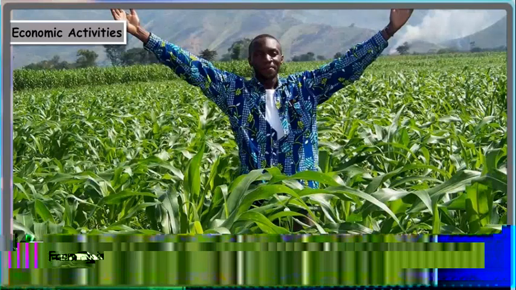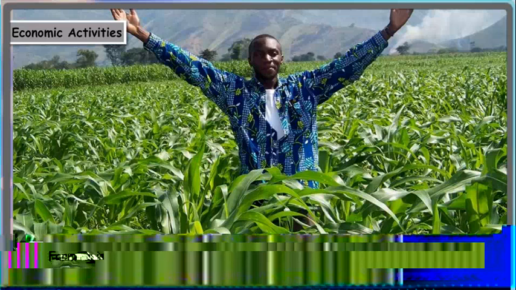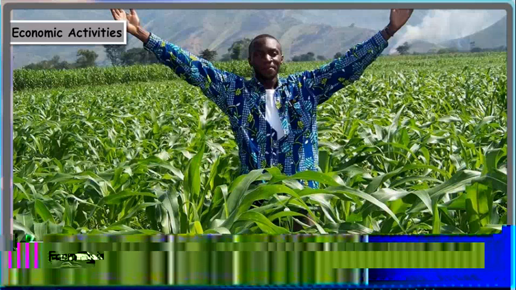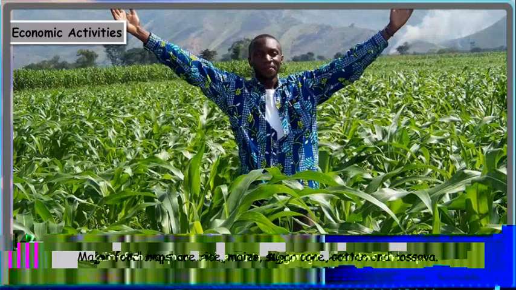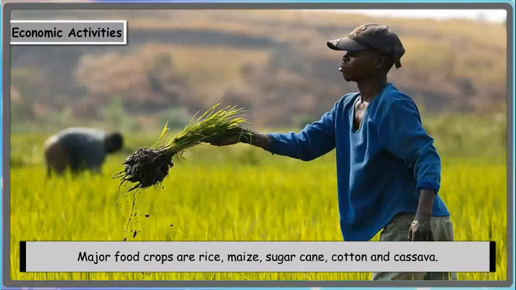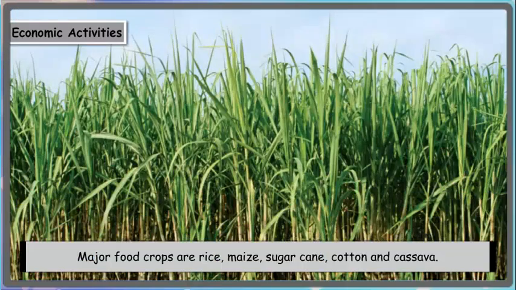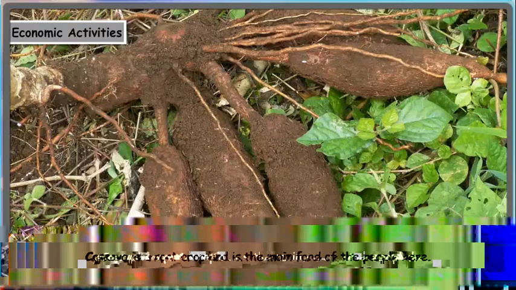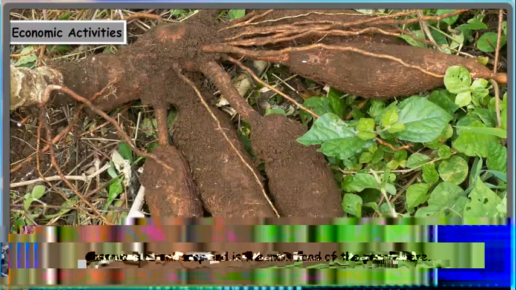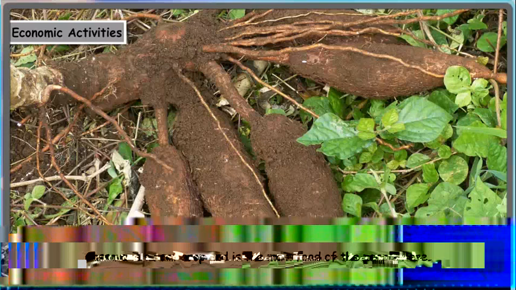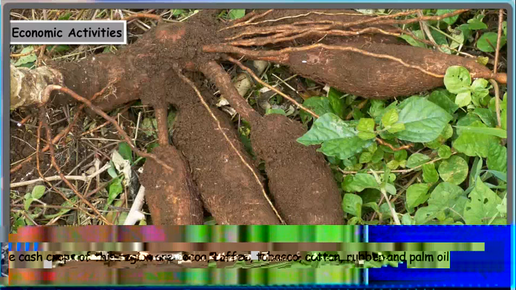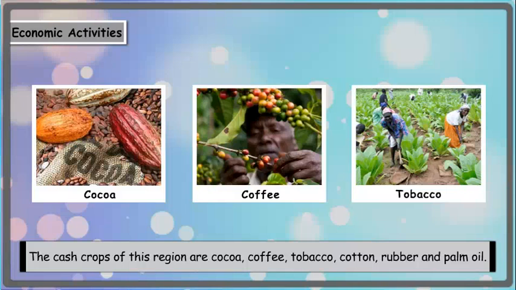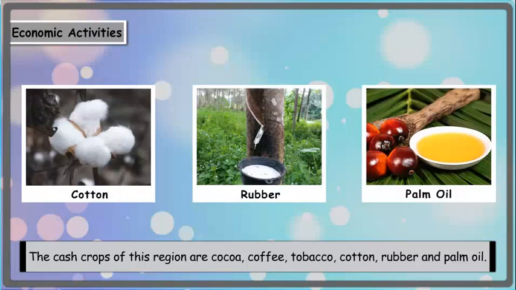Farming is the main occupation here. Shifting agriculture is still in practice. Major food crops are rice, maize, sugarcane, cotton, and cassava. Cassava is a root crop and is the main food of the people here. The cash crops of this region are cocoa, coffee, tobacco, cotton, rubber, and palm oil.